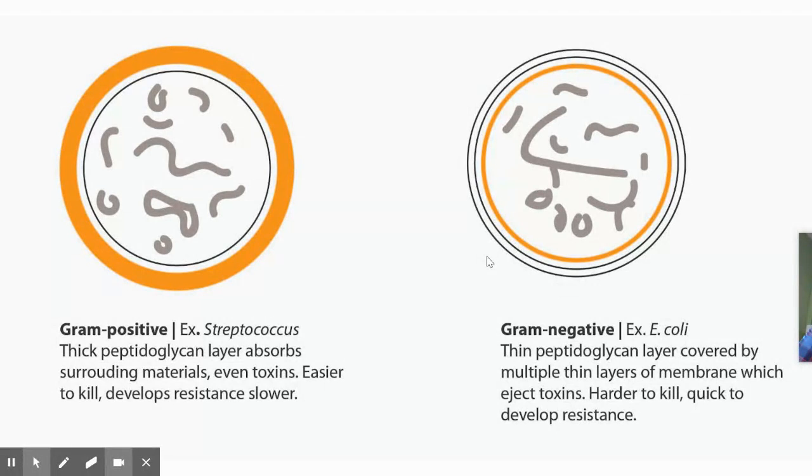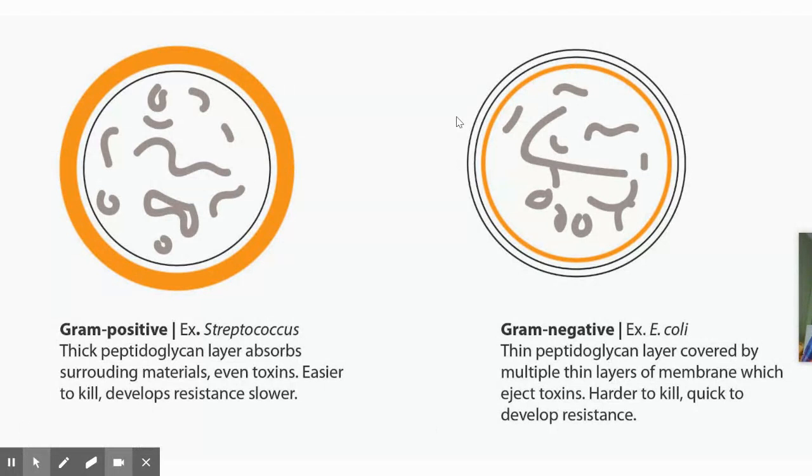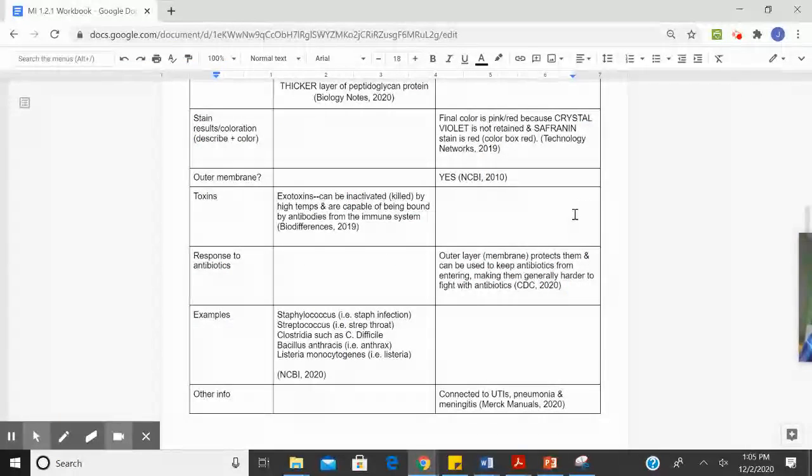those materials as easily, and so those thin layers of the membrane actually eject toxins. So toxins that go into the bloodstream to cause damage to cells. And so since there's this outer layer and this is really thin, things don't get into gram-negative bacteria as easily as they do gram-positive. While this is a nice thick wall, it's not very protective. And so things can get into the gram-positive and cause damage to them more easily than gram-negative. So these tend to be easier to kill. These tend to be harder to kill. So gram-negative bacteria infections are harder to treat because of that. All right.